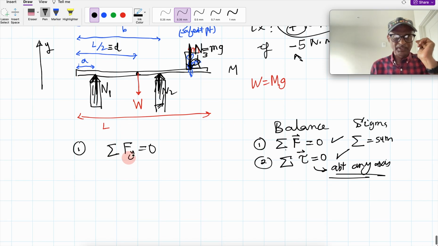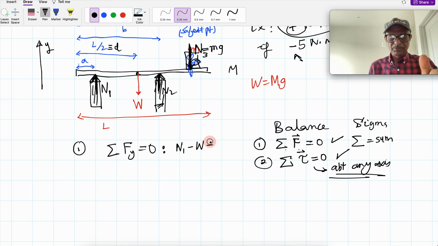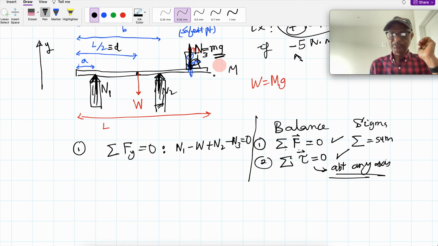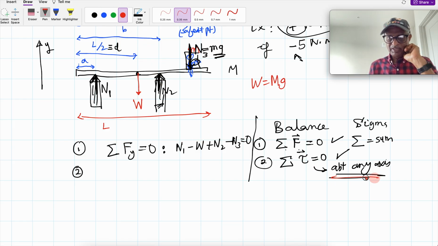Okay, so about any axis, these are two rules. So let's work it out, component-wise with just the y component. This will give me just one equation: n1 up, w down, n2 up, n3 equal to 0. I'm just calling it n, although we know that it's going to be little mg in this case. Okay, so now I have to pick an axis, and it's about any axis, right? So we can pick an axis like this. So axis 1. N1 has a 0 torque.